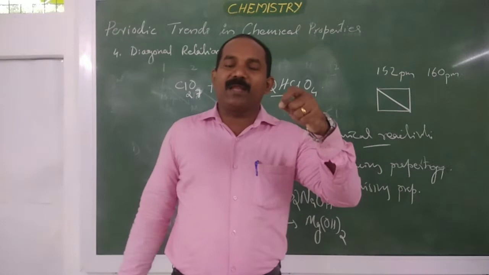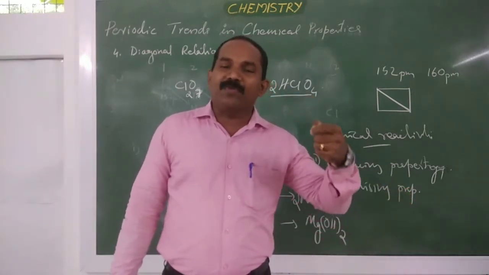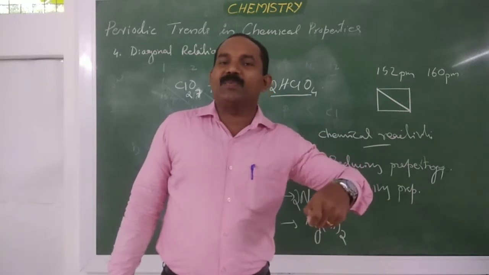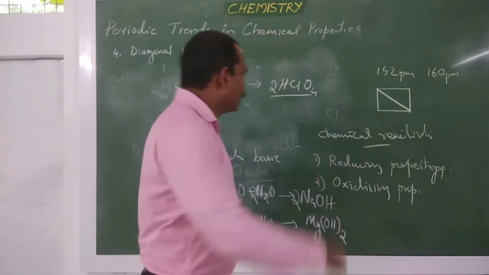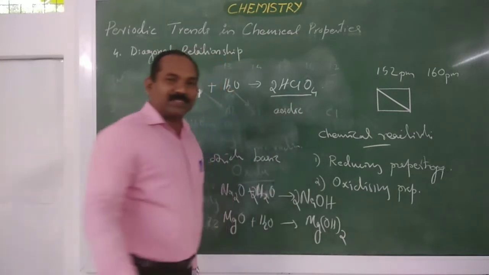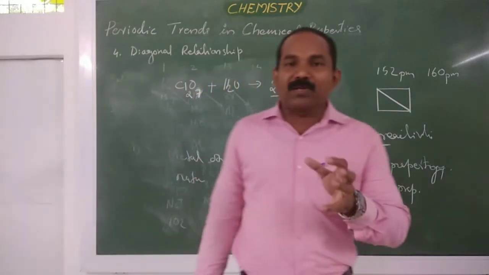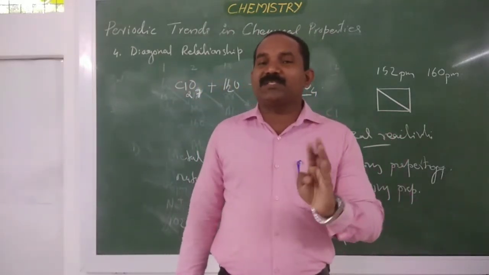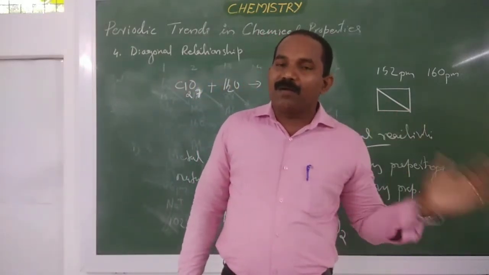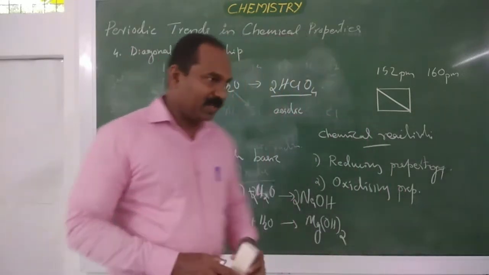If you dip a blue litmus paper, it turns red. If you dip a red litmus, there is no color change. So this is acidic in nature, and the others are basic in nature. The conclusion is that metal oxides are generally basic in nature, and non-metal oxides are generally acidic in nature.